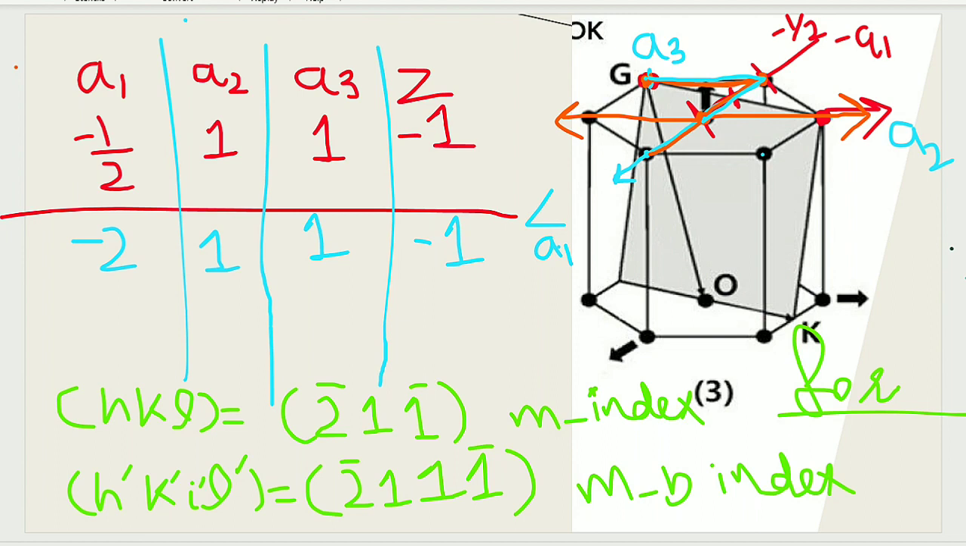In this way we have successfully found Miller indices as well as Miller-Bravais indices for the planes in our problem, and in the next video we'll be finding the Miller indices and Miller-Bravais indices for directions, which is totally different from the method that we use for planes.